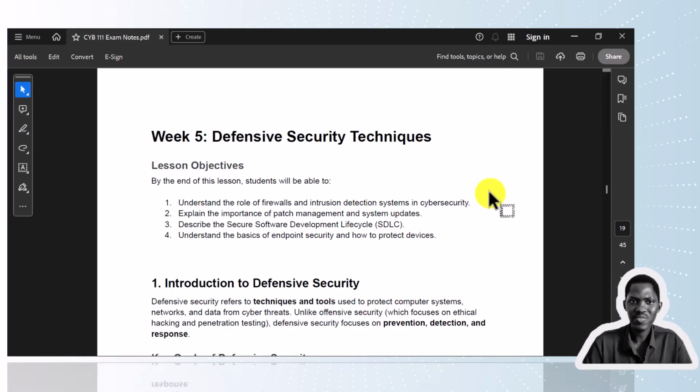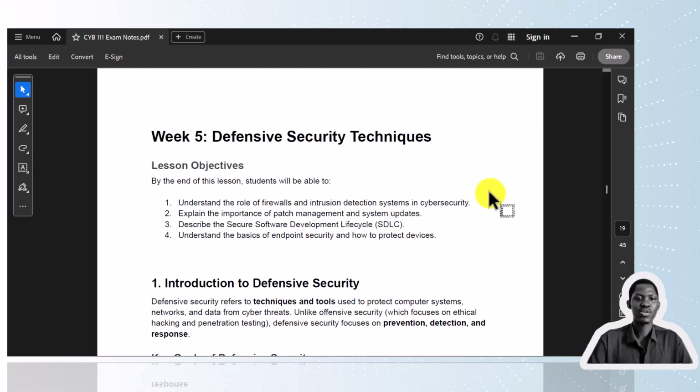Now, the objectives of this lesson are to understand the role of firewalls and intrusion detection systems in cybersecurity. You should be able to explain the importance of patch management and system updates. We've been talking about this, and I'm sure you know the importance already, but we'll talk about it properly, formally. You should be able to describe the secure software development lifecycle. This is developing software securely. While you are developing the software, you are keeping security in mind. And understand the basics of endpoint security and how to protect devices.